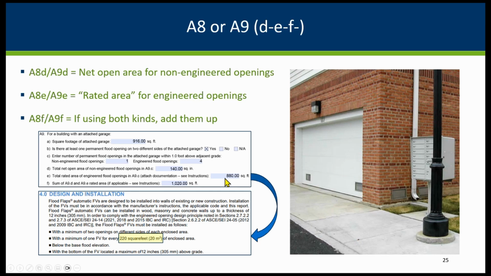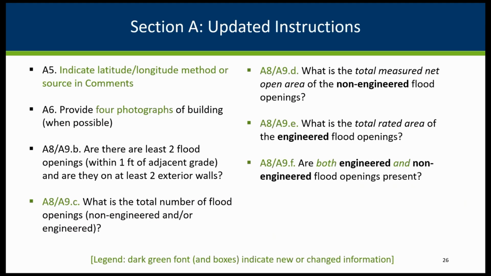We also have 4 engineered flood openings. And if you look at the rating down below, it says each flood vent is rated for 220 square feet of enclosed area. So since we've got 4 of those, that's the 880 square feet we see up above. So to get your total for subpart F, you just add those 2 numbers together, 140 and 880, you get the 1,020 square feet of enclosed area. So that's what we've got for that.